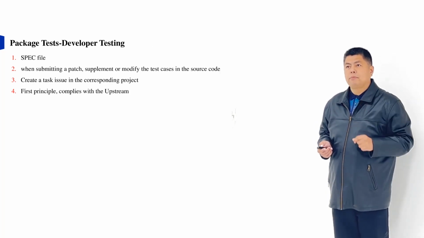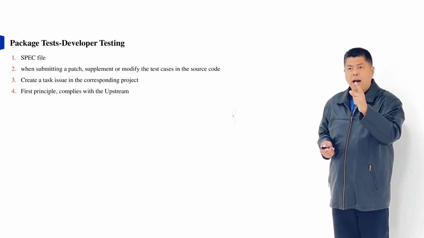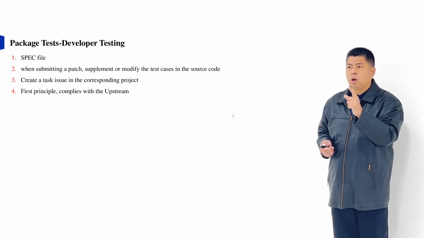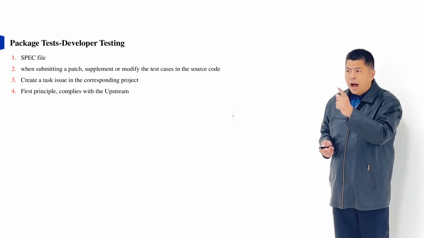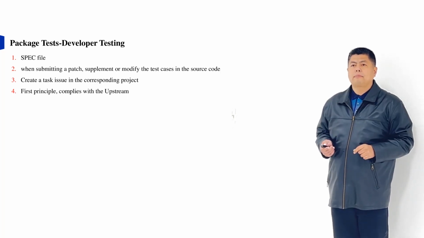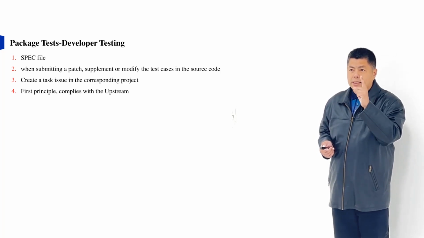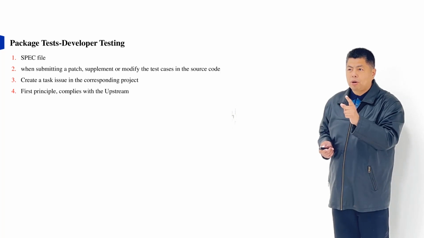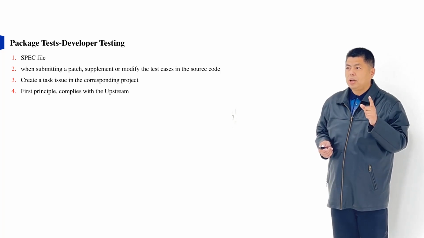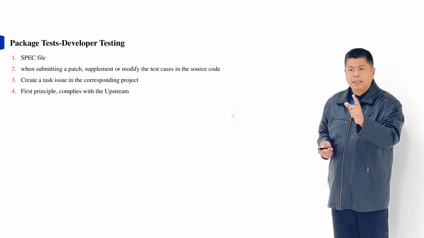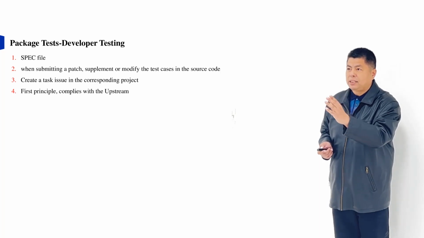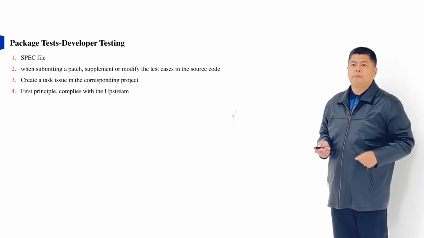In the developer testing, we focus on the specific files which build the binary package. This ensures that modifications to the source code do not impact the basic interface or functions of the software package. The quality assurance of this aspect depends on the developer's contribution of the test code. When submitting a patch, you can supplement or modify the test cases in the source code to enrich the basic verification capabilities for interfaces and functions.